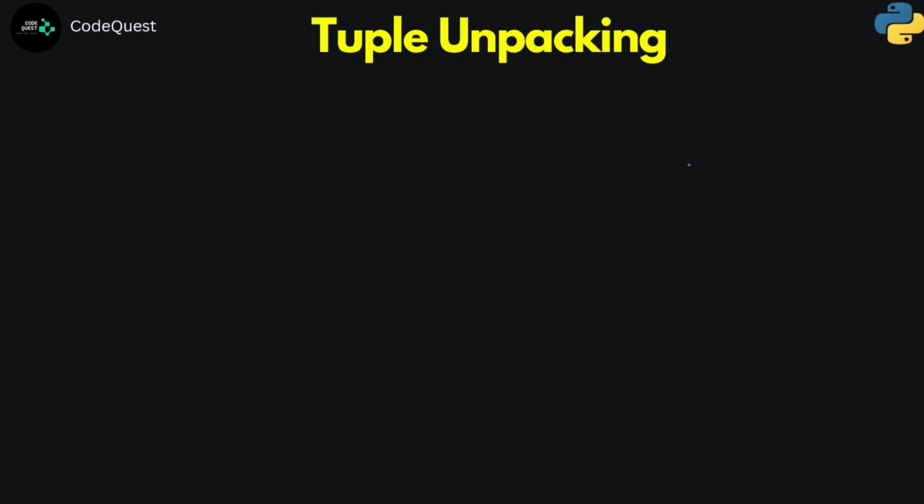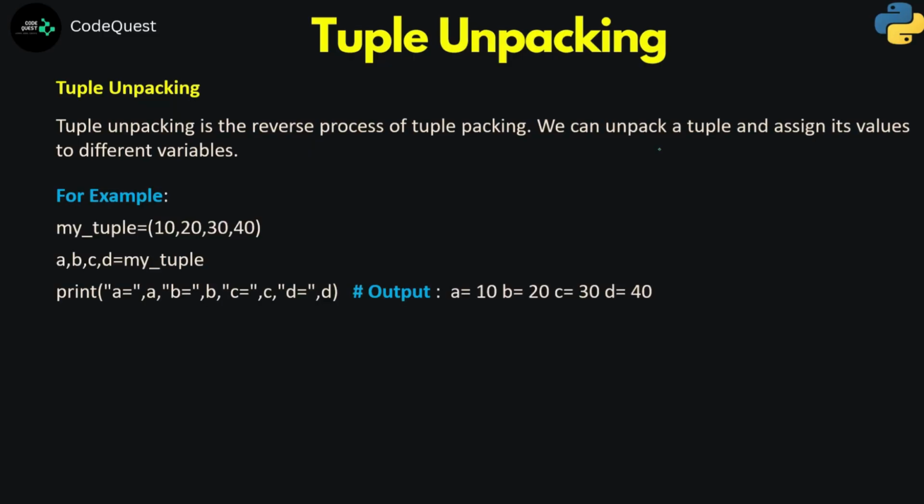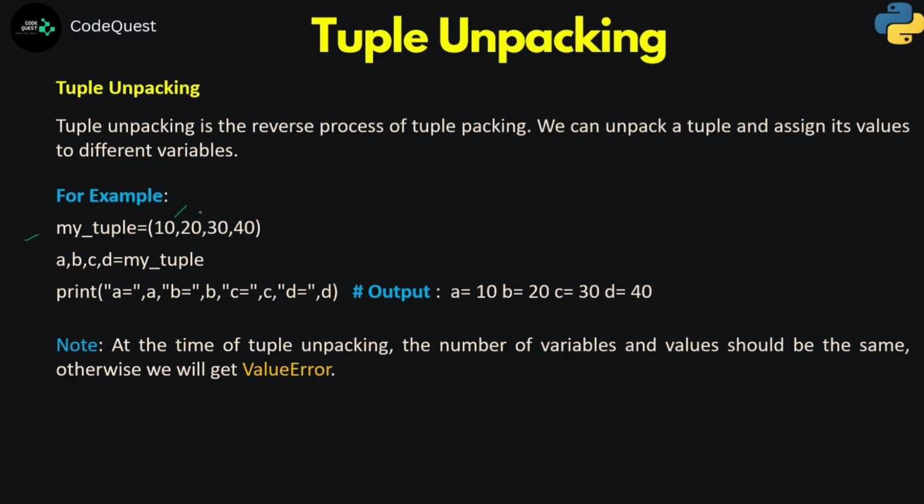The tuple unpacking is just the reverse process of tuple packing. So we can unpack a tuple and assign its elements to a separate set of variables. Now let's say we have a tuple like this holding 4 elements. When I am going to unpack this, because there are 4 elements available, I need 4 variables to hold them. So you can see here we are writing the set of variables a, b, c, d separated by commas, equal to this tuple.